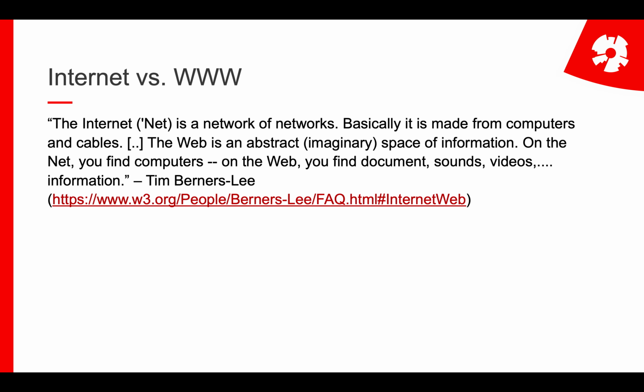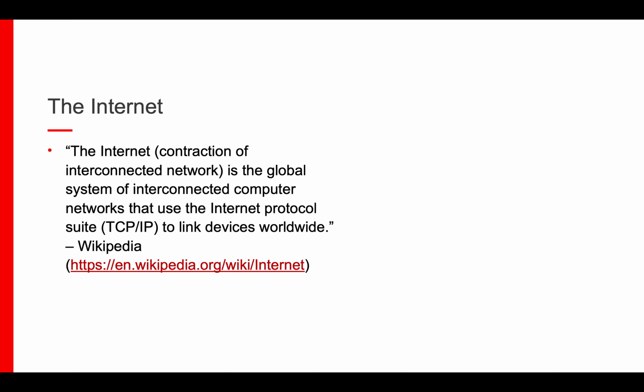And a bit more specific, the Wikipedia definition for internet reads like this. The internet is the global system of interconnected computer networks that use the Internet Protocol Suite, TCP/IP, to link devices. So it's really about how to connect computers.